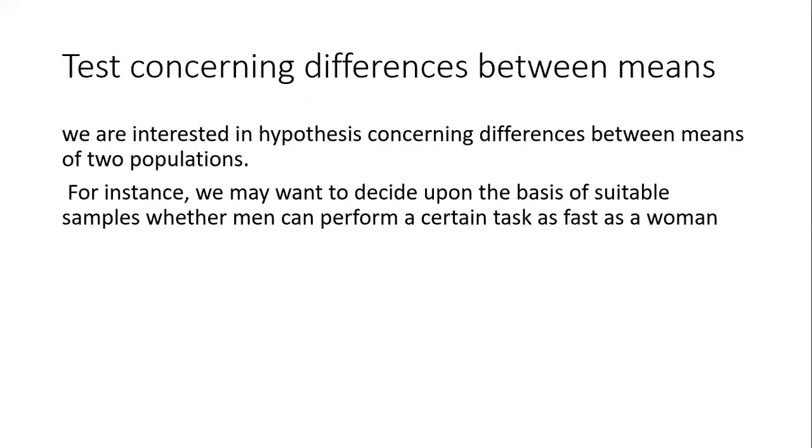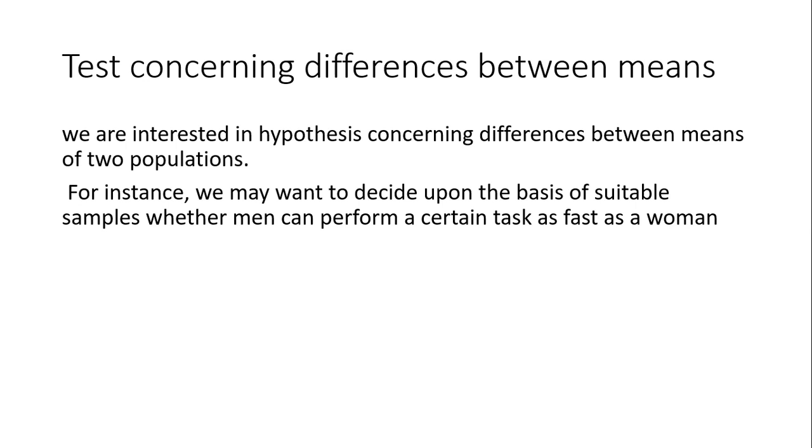So we are also looking at tests concerning the difference between means. Sometimes we are interested in testing the hypothesis concerning the difference between means of two populations. Maybe we want to see whether the average performance of females is more than that of males in a class. So those become two populations: a population of females and a population of males. If you give them a task, do men perform better than women?